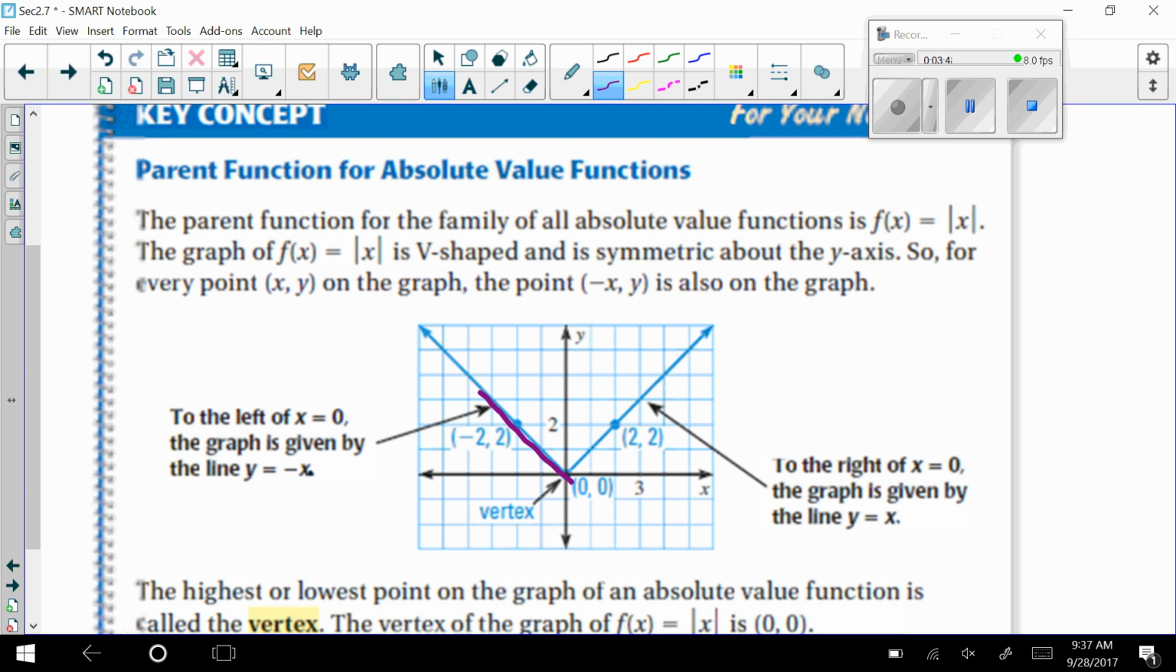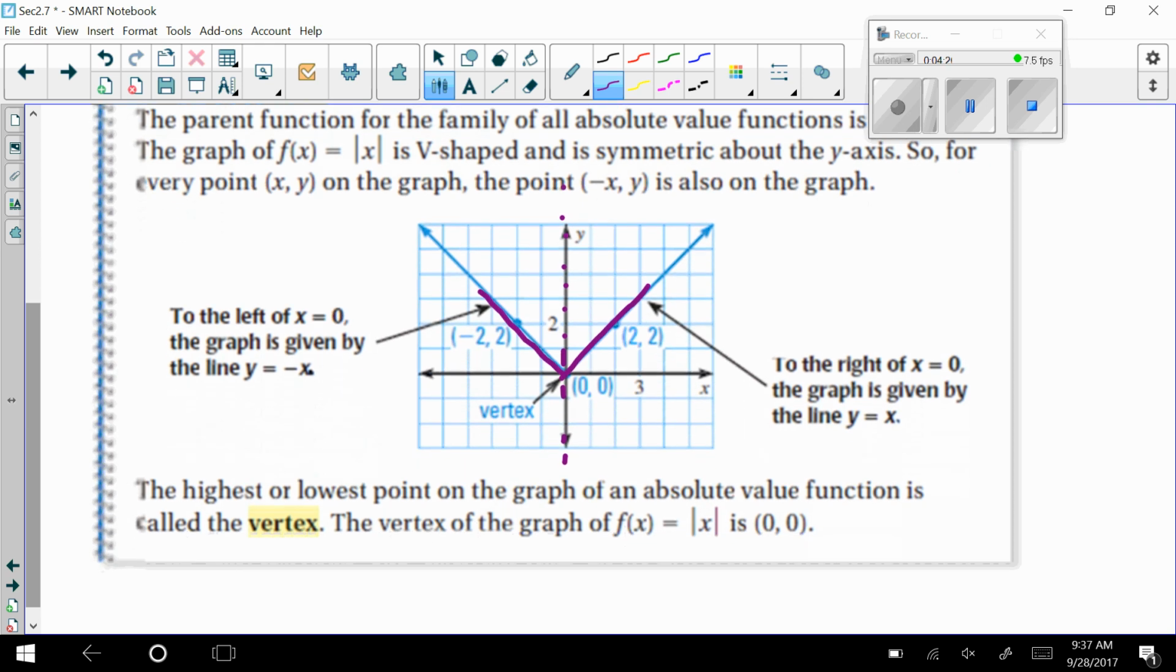With our parent function, it reflects over the y-axis. So our graph looks like a reflection about the y-axis. Every point x, y on the graph, the point -x, y is also on the graph. The y is the same, the function is the same, but as the x's go negative, the absolute value of that negative number is still positive.